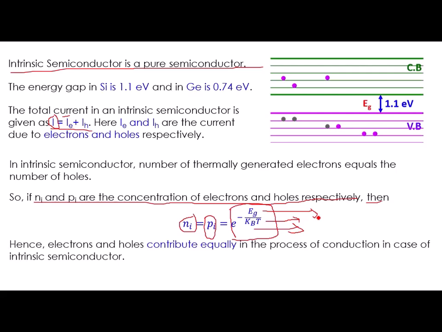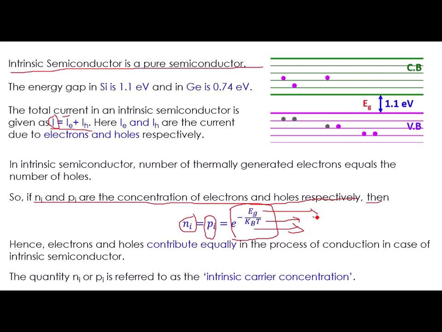Since electrons and holes are equal in numbers in an intrinsic semiconductor, the process of conduction will be contributed equally by electrons and holes. The quantity Ni or Pi is referred to as the intrinsic carrier concentration. The number of electrons or the number of holes per meter cube, or per centimeter cube, of the semiconductor material is called intrinsic carrier concentration.